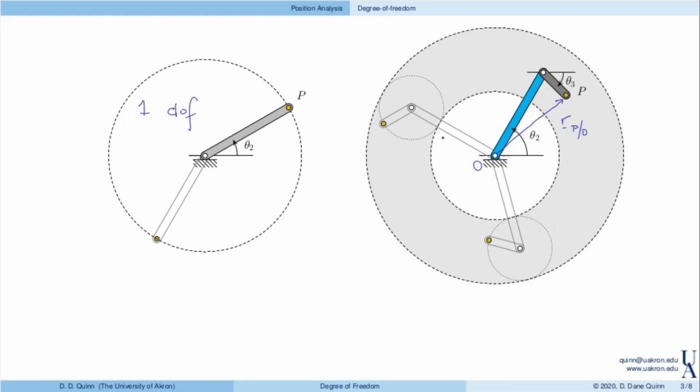And I've kind of shaded some other configurations here and here. And I need two coordinates to describe the configuration of this system, or in particular where this point P is. So now this would be a 2 degree of freedom system. Those two coordinates could easily be theta 2 and theta 3. But those aren't the only two coordinates I could use. You could come up with any combination of coordinates that might describe the configuration of this system. Right. So here, each link adds degrees of freedom.